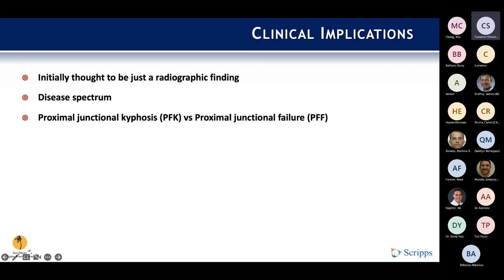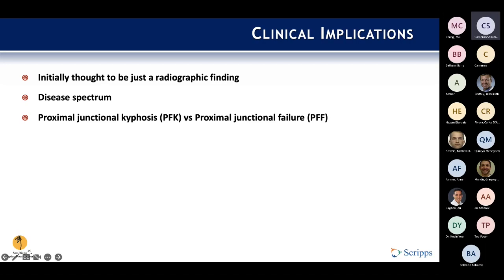That's why the newer literature speaks more broadly on this topic: it's a spectrum of disease. As pain increases, you can have worse clinical outcomes. Ultimately, the goal is to avoid going from PJK to proximal junctional failure, because at that point you're dealing with bigger issues and problems, and that's what you would like to avoid.